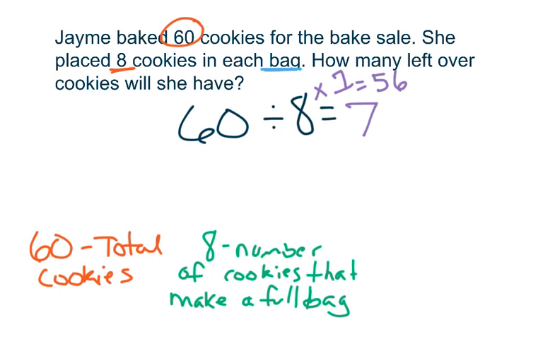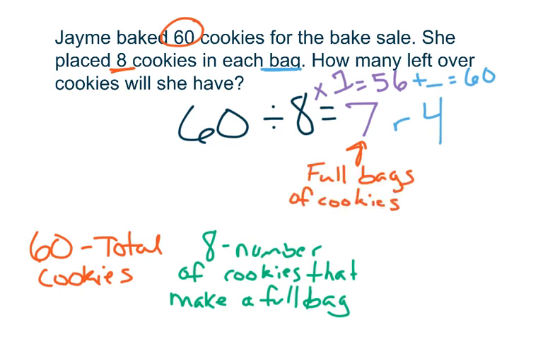Then I need to figure out what my remainder is by saying 56 plus what is going to get me to 60. 56 plus 4 more is going to get me to 60. So my quotient is 7 and my remainder is 4. My 7 represents my total number of full bags of cookies, and my 4 represents the number of cookies I have left over.